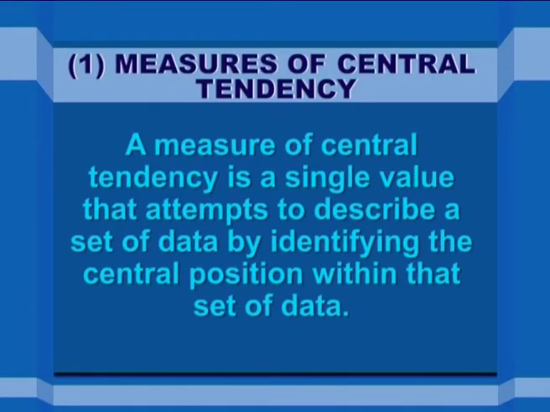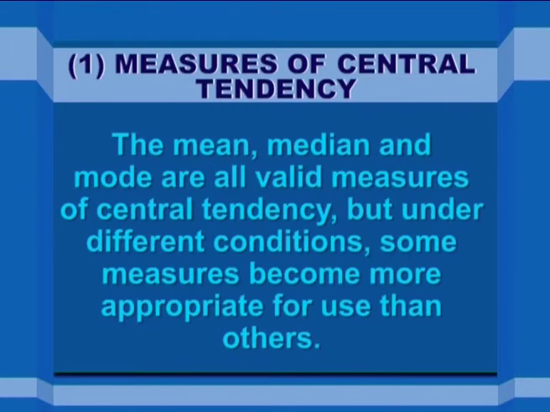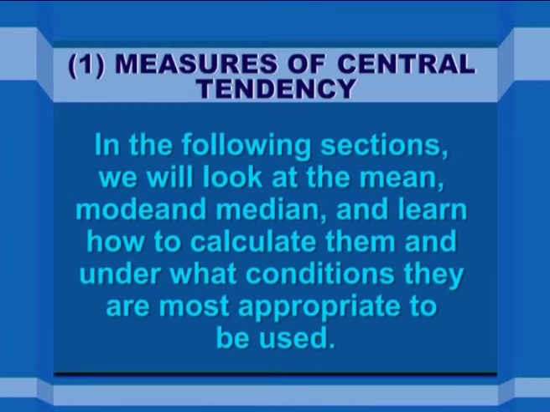A measure of central tendency is a single value that attempts to describe a set of data by identifying the central position within that set of data. As such, measures of central tendency are sometimes called measures of central location. Mean, median, mode are all valid measures of central tendency. But under different conditions, some measures become more appropriate for use than others. In the following sections, we'll look at the mean, mode, and median and learn how to calculate them and under what conditions they are most appropriate to be used.